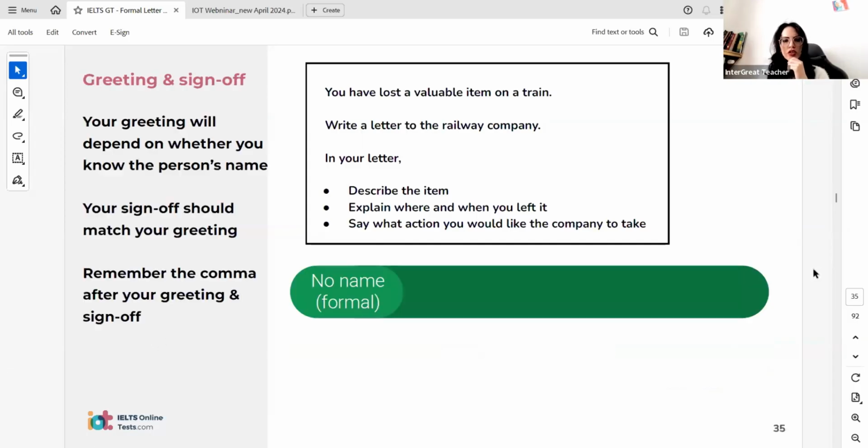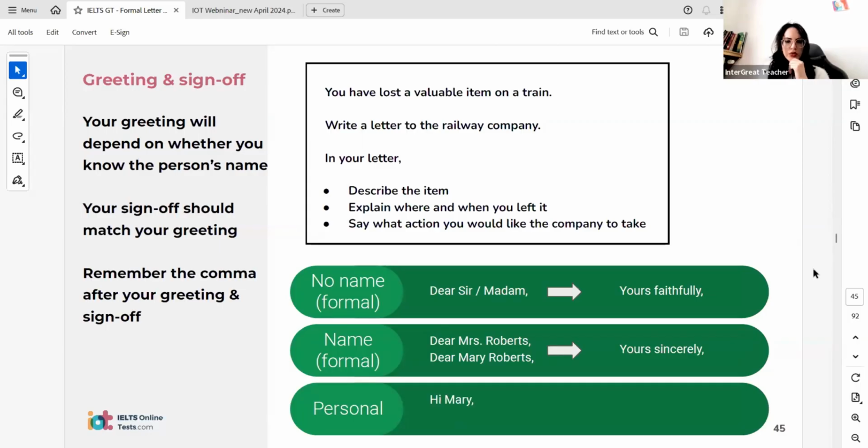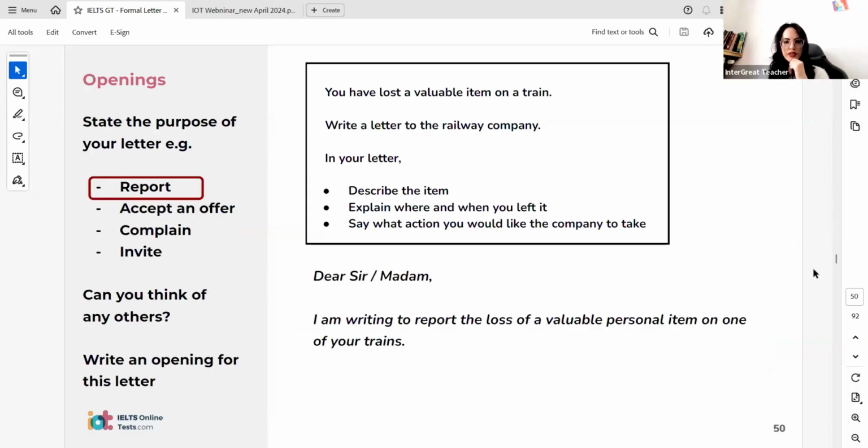Okay. So like I was saying, the greeting should match your sign off. Now, let's move on to writing the letter. First, the purpose of my letter. Obviously, like we said, we want to report that we have lost something, right? And there are different purposes in the IELTS test. You can report, accept an offer, complain, invite. We talked about it before.